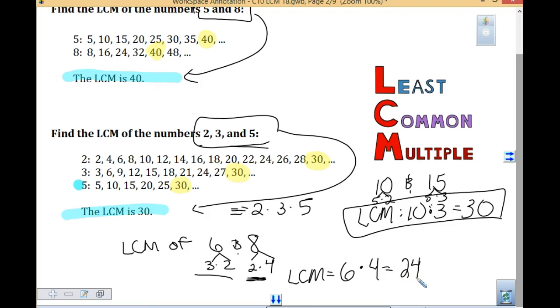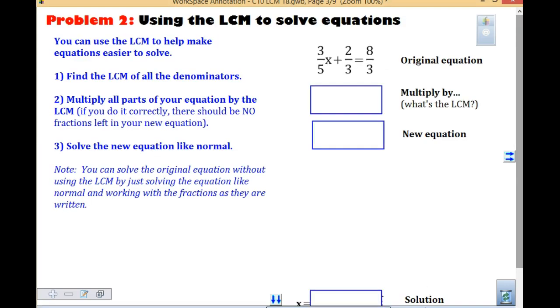Now, why is this important? You're going to be starting to do fraction problems like this. So, on the top of the next page, on top, page 24.